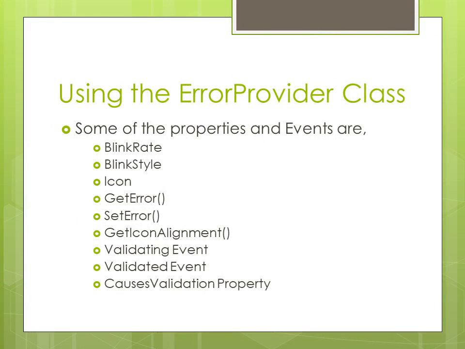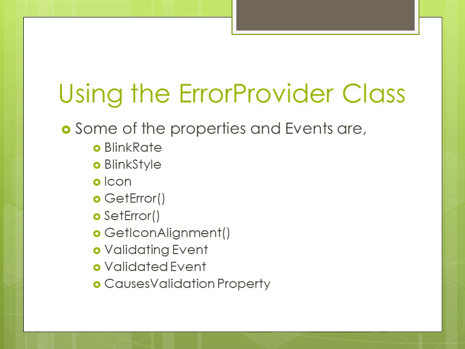Using the error provider class. The term itself clearly tells you it is going to provide the error. It is also a tool which is available in our .NET toolbox. Here also some properties and events are there. The first property is blink rate: how many times the error will blink in front of your form. Next one is blink style: what style we are going to mention. Next one is icon: what icon we are choosing for the error. And next are get error and set error; we can easily set and get the error through these methods.